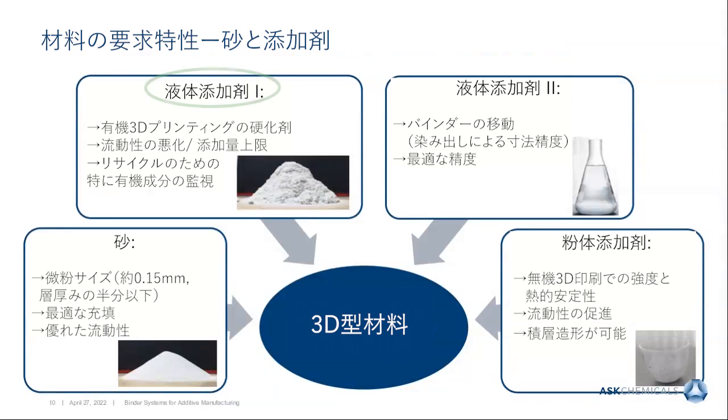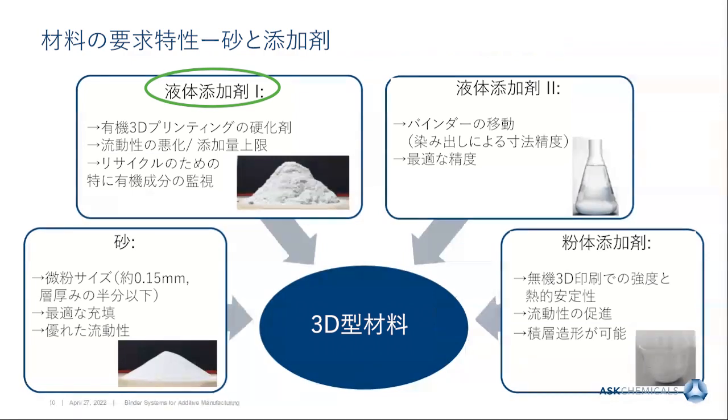Besides the sand itself, there are additives used in 3D printing. For one, liquid additives. One category of them would be hardeners in organic 3D printing, acting as a reaction partner for the binder. Adding liquids to the sand reduces the flowability, so there is a limit for those additives which can be added.